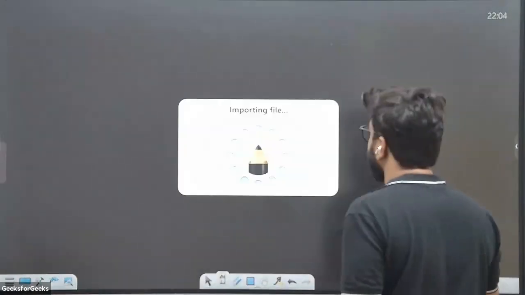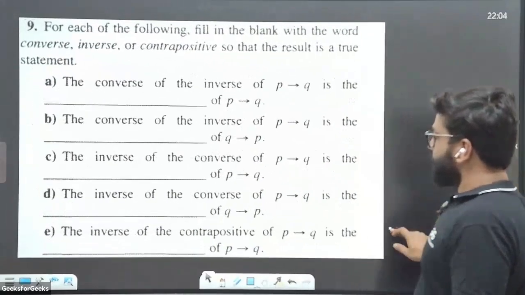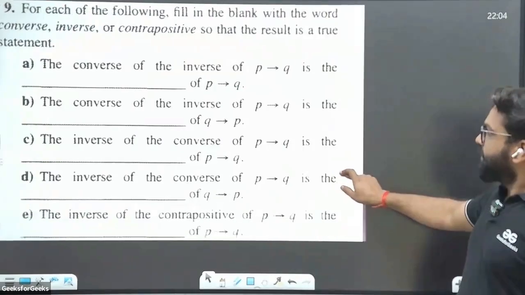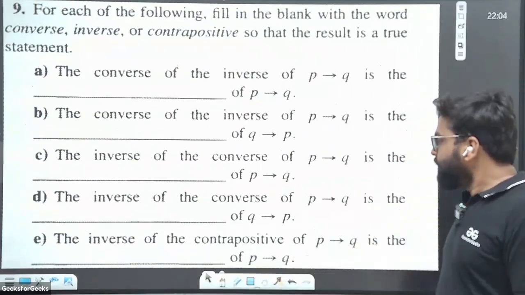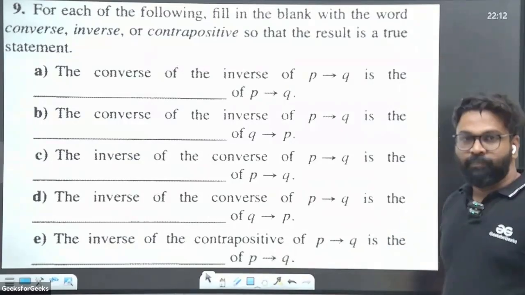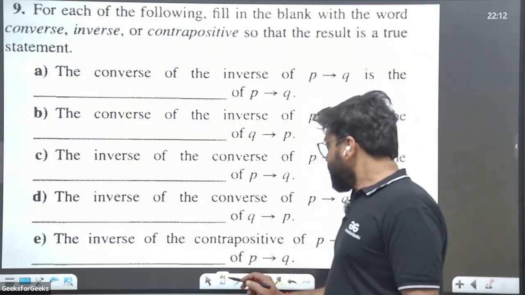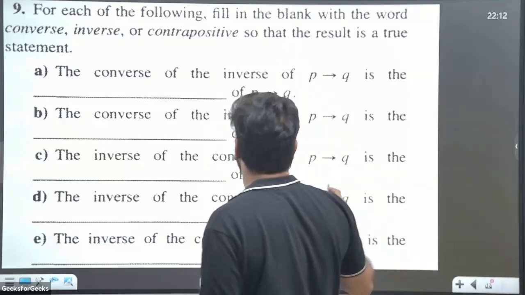Try to read this question and tell me the answer related to this. I hope that everybody can read it. Right? Okay. Tell me the answer related to this. What is the answer for the first one? Contrapositive. Okay.